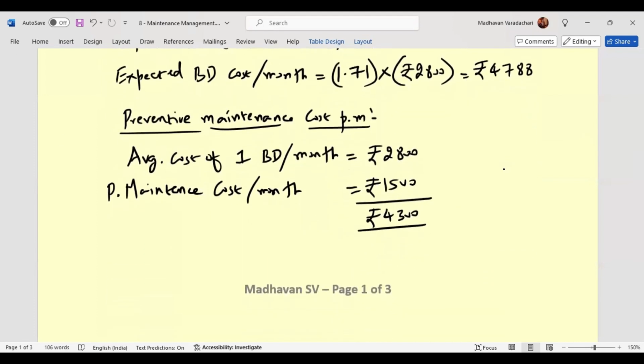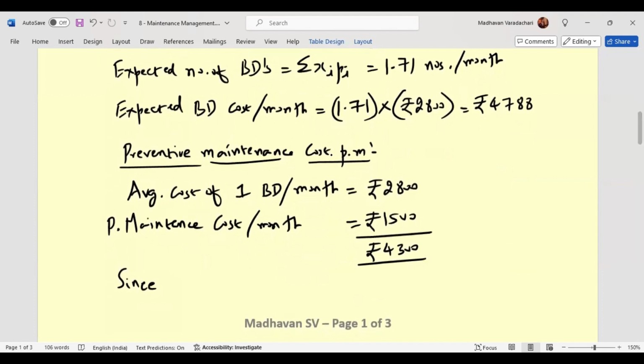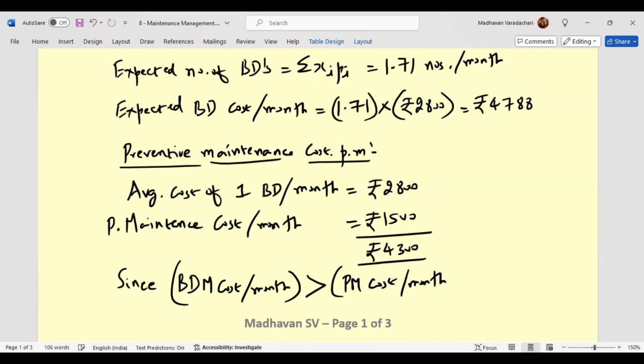Now we may notice that since the breakdown maintenance cost per month is greater than the total preventive maintenance cost per month, the preventive maintenance policy is suitable for the firm. So that will be the conclusion.